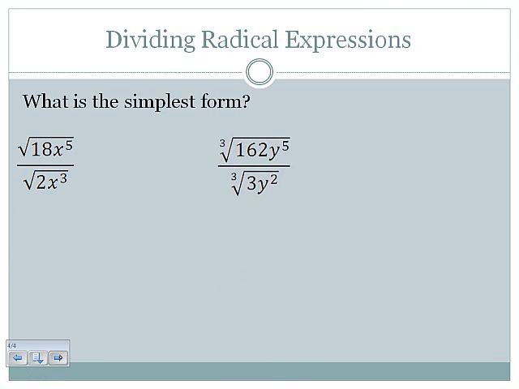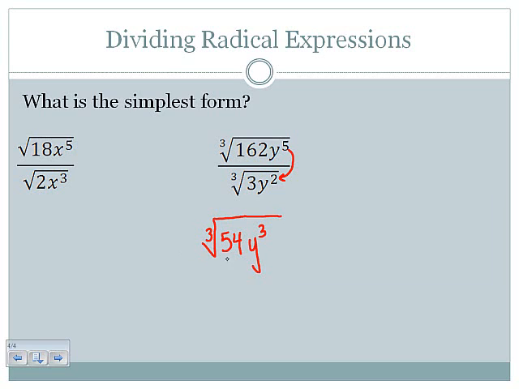Let's look at another example. This time we're taking the cube roots. So after I divide, it will go inside of a cube root. So I'm going to do 162 divided by 3. 162 divided by 3 makes 54. And then y to the 5th divided by y squared makes y to the 3rd. Again, you do 5 minus the 2, which gives you a y cubed.